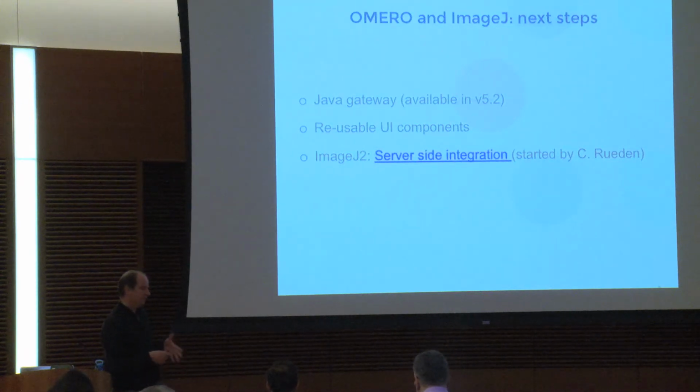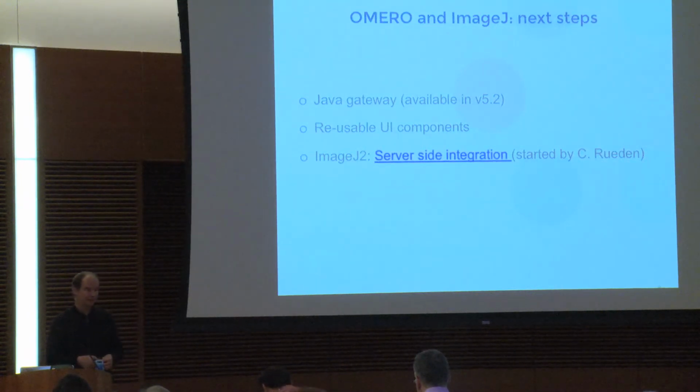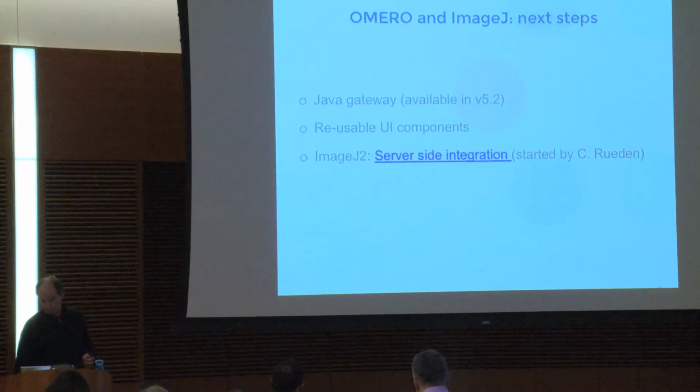What is it about? Basically, the ImageJ plugins are sitting directly on the OMERO server and are being let loose on the data straight away, with the obvious benefit that you don't have to move data across the wire.